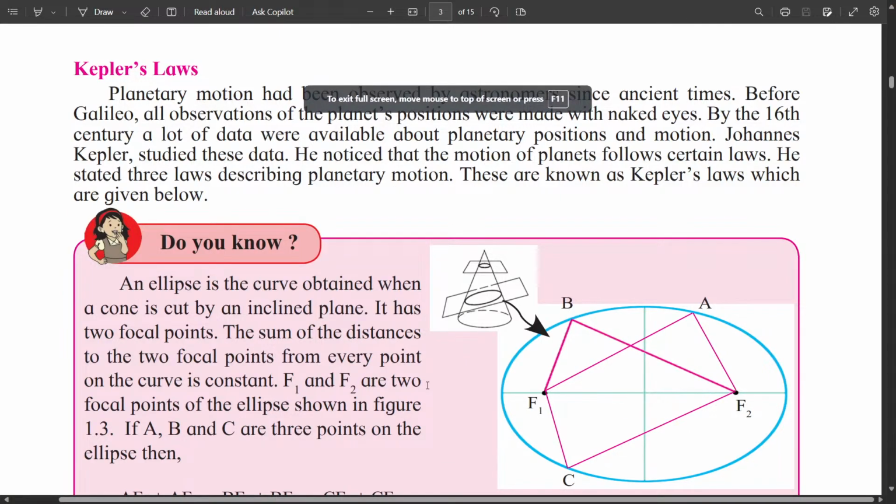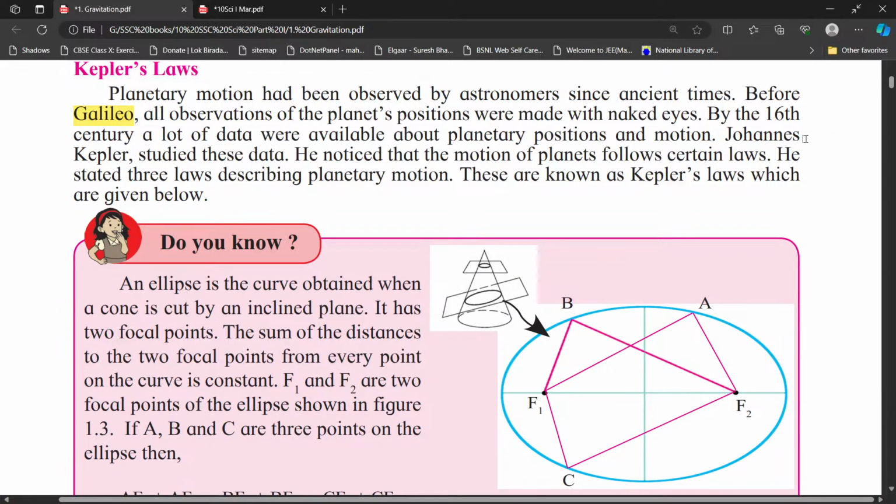Kepler's law. Planetary motion had been observed by astronomers since ancient times. Before Galileo, all observations of planets' positions were made with the naked eye. Obviously, after Galileo, telescopes were available. Hence, the observations could be made more accurately and more precisely. By the 16th century, a lot of data were available about planetary positions and motions.